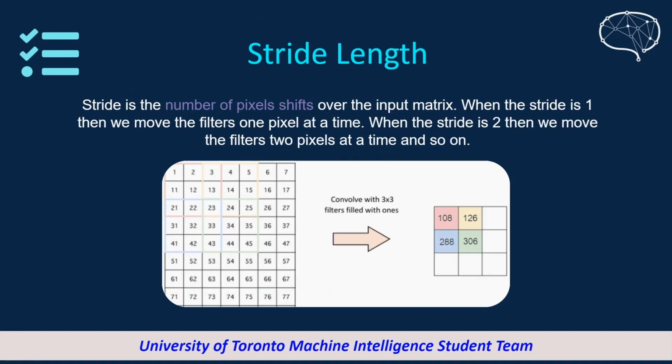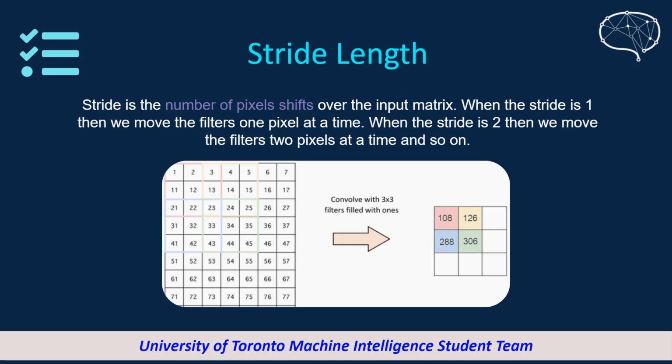Stride is the number of pixel shifts over the input matrix. When the stride is 1, we move the filter 1 pixel at a time. When the stride is 2, we move the filter 2 pixels at a time, and so on. In other words, the number of pixels a kernel is shifted by when traversing the image matrix is called its stride length.